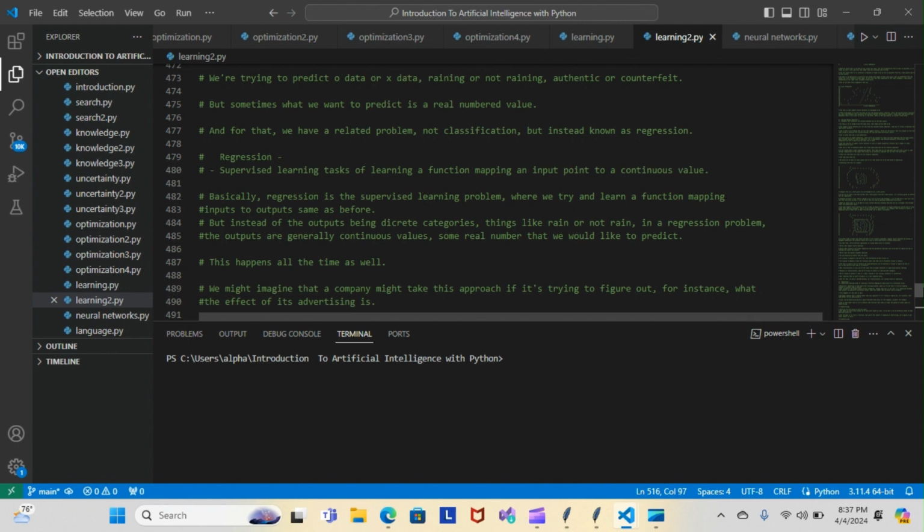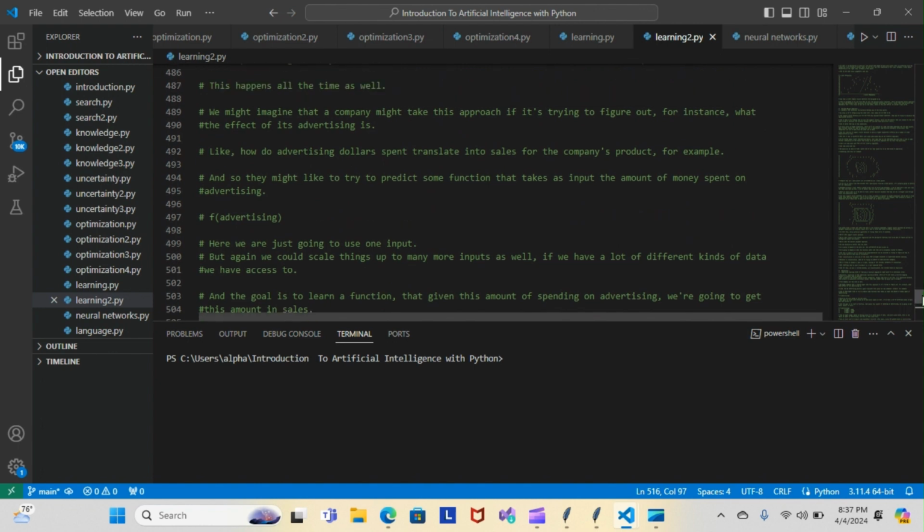We might imagine that a company might take this approach if it's trying to figure out, for instance, what the effect of its advertising is. Like, how do advertising dollars spent translate into sales for the company's product, for example? And so they might like to try to predict some function that takes an input, the amount of money spent on advertising. So we have the start of a function here, advertising. Now here, we are just going to use one input. But again, we could scale things up to many more inputs as well, if we have a lot of different kinds of data we have access to. And the goal is to learn a function that, given this amount of spending on advertising, we're going to get this amount in sales.